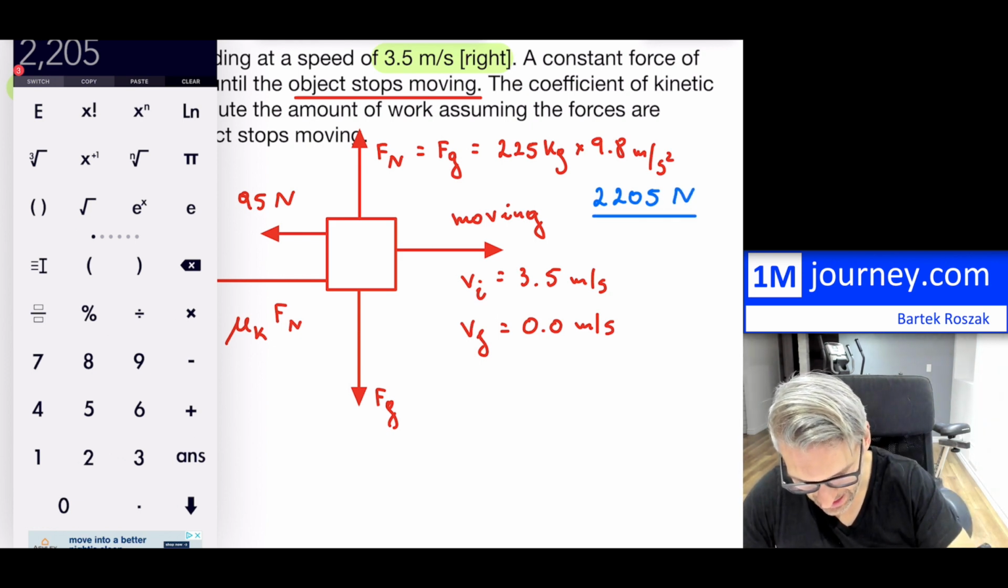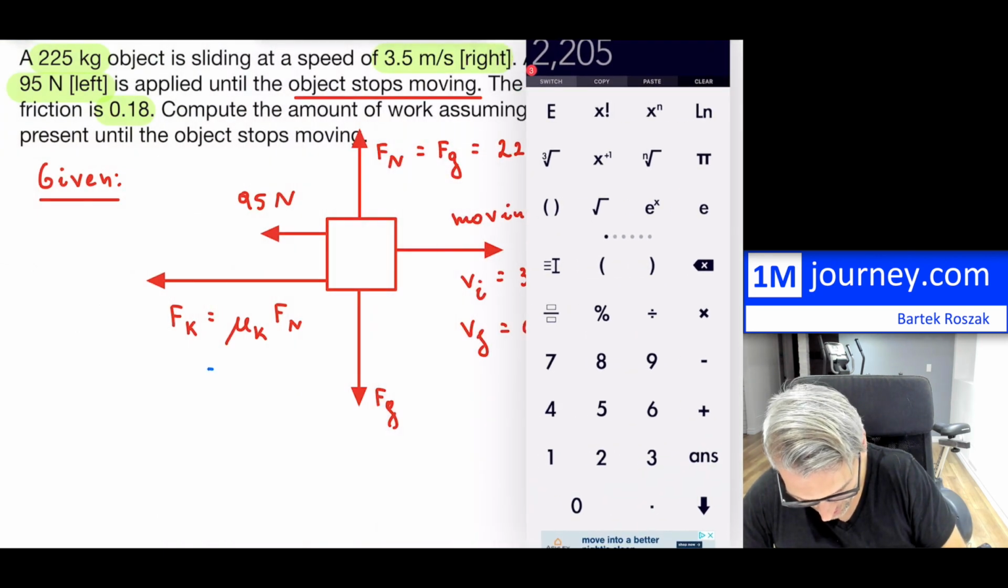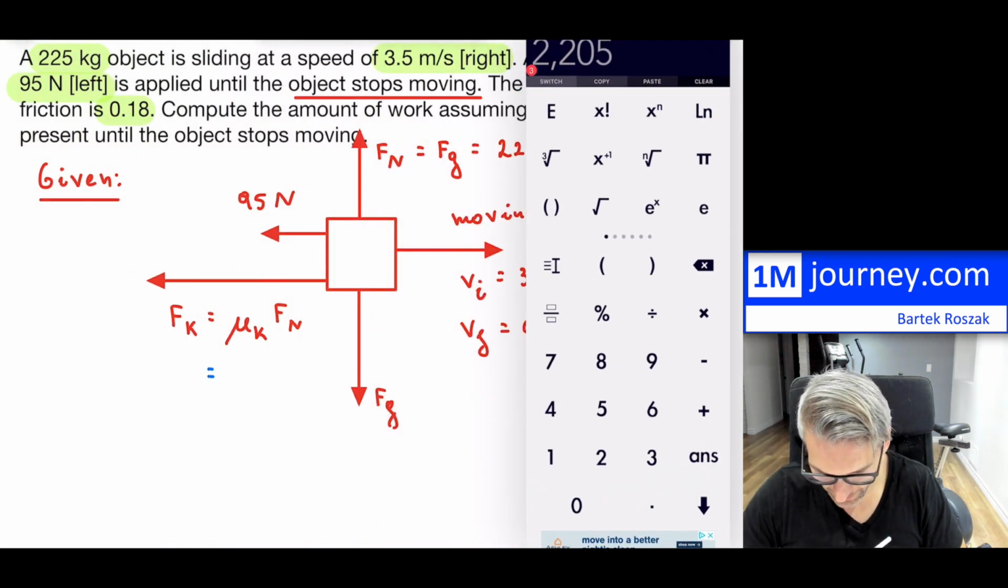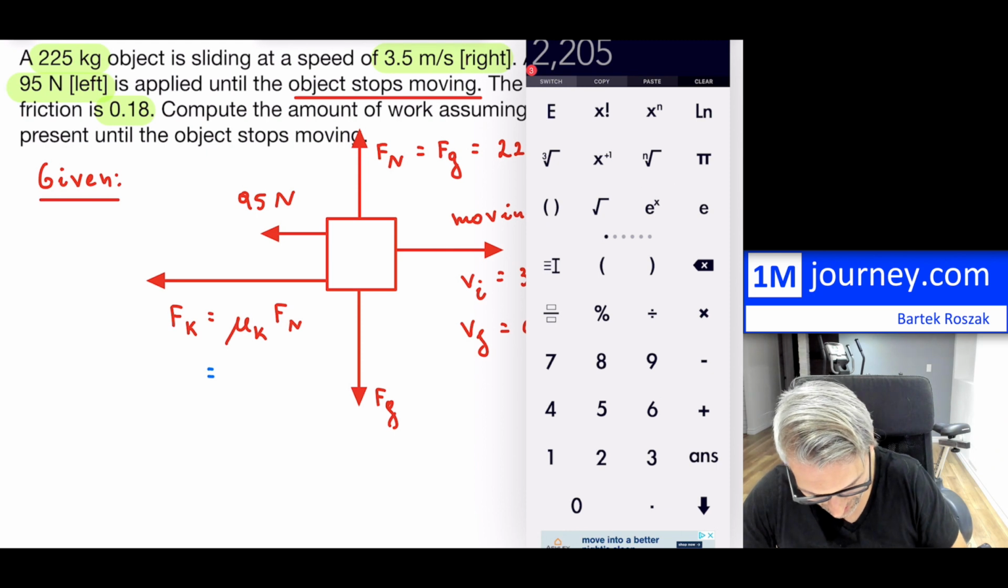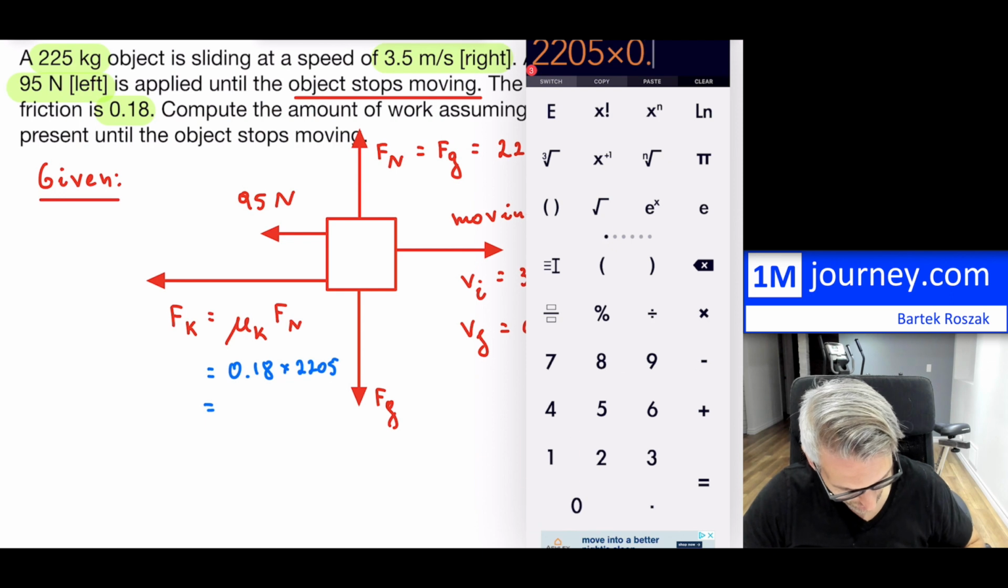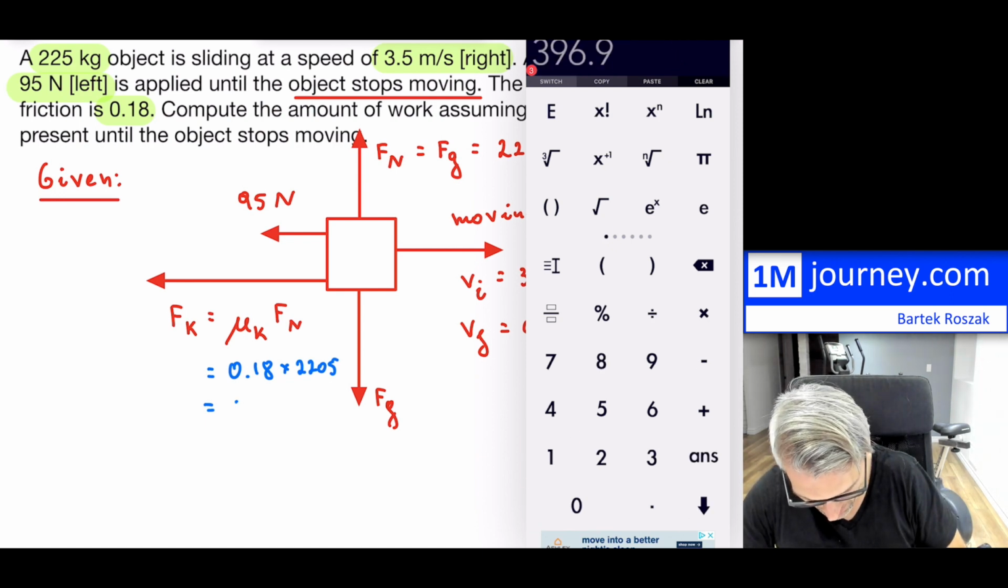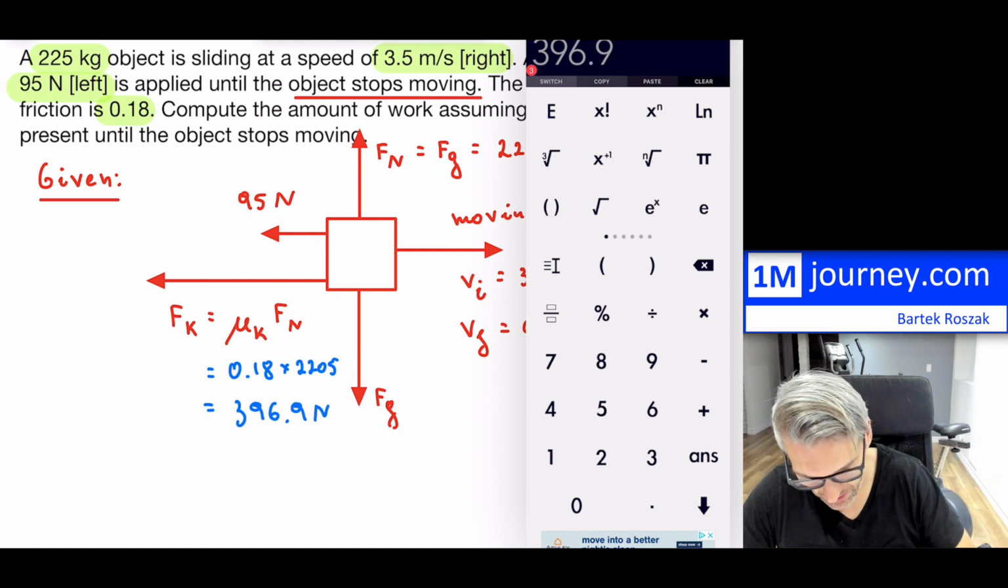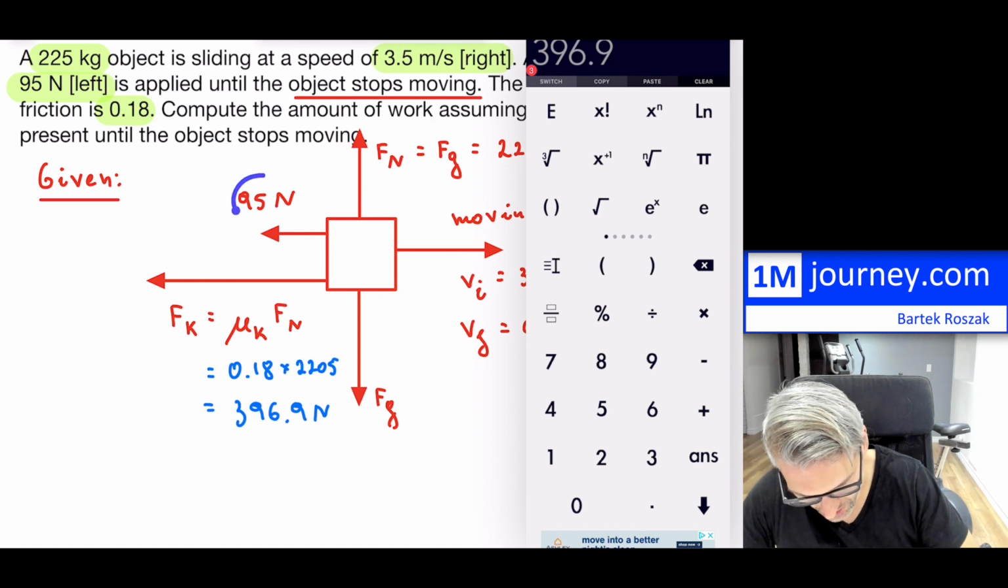Now I'm going to need that in here. So for my force from the kinetic friction, my coefficient of friction isn't very big, but it's big enough. So I'm going to have to multiply these together to get it. So answer times 0.18. So that's going to be 396.9 newtons. So that's definitely bigger than my actual, notice, the applied force.